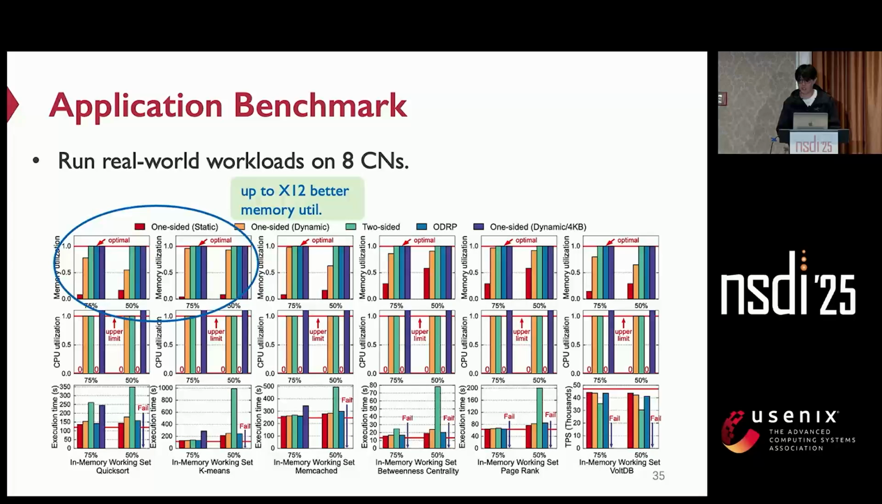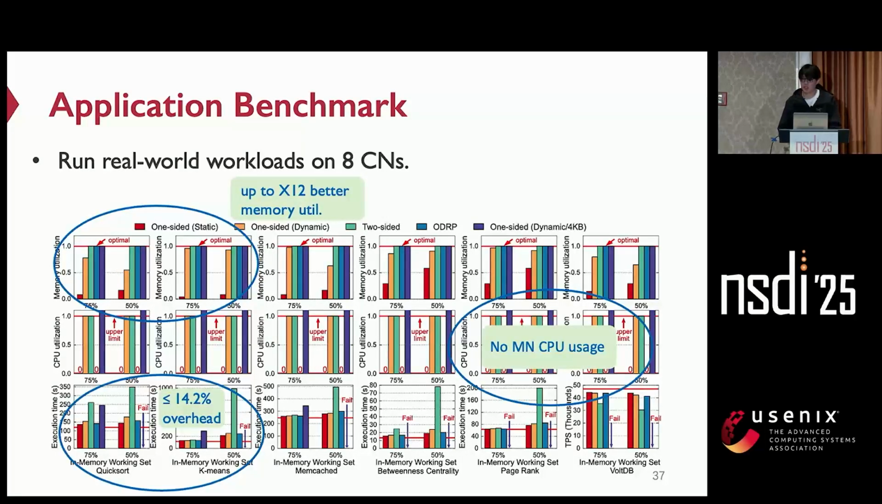Compared to one-sided static, ODRP can achieve up to 12 times better memory utilization because ODRP can achieve ideal memory utilization through its page-level allocation, while one-sided static leads to severe internal fragmentation due to its coarse-grained allocation. ODRP achieves this improvement in memory efficiency with only up to 14.2% performance overhead. In addition, ODRP does not require memory node CPU involvement, effectively preventing it from becoming a performance bottleneck.